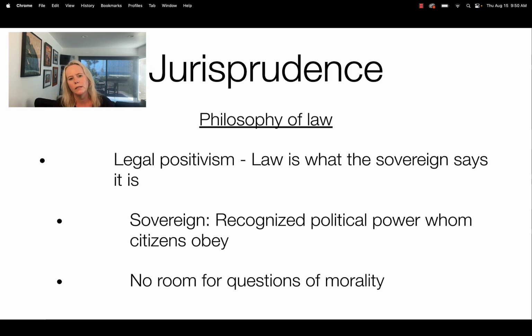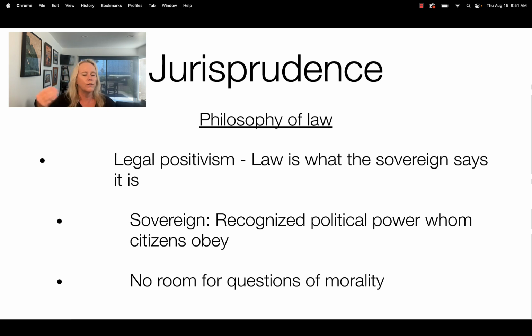So first of all is legal positivism. And legal positivism basically says that law is what the sovereign says it is. The sovereign, back in the day, would have been the king or the queen. But now when we're talking about legal positivism, we're talking about the recognized political power for whom citizens obey, the government, the president, whatever you want to think it is. And so really there's no room for questions of morality if you're looking through a legal positivism lens.